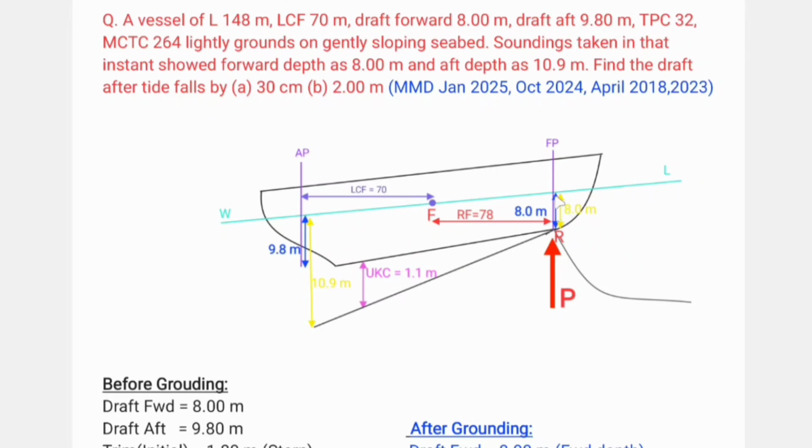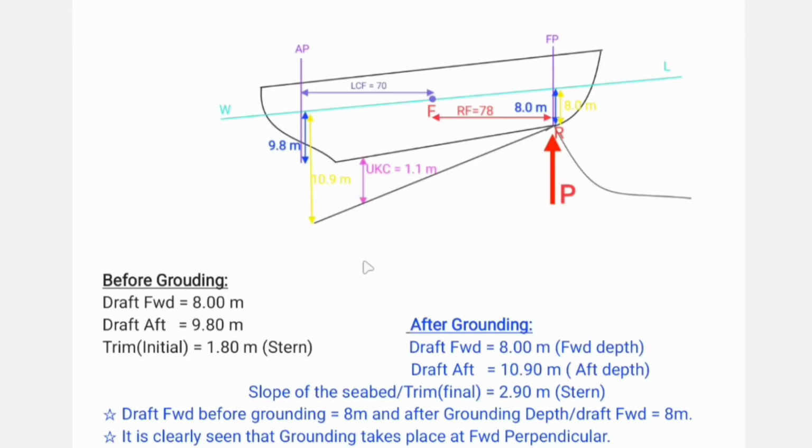So drop before grounding is forward 8 meter and up drop is 9.8 meter, and drop or depth after grounding is forward 8 meter and up is 10.9 meter. So before grounding, drop forward is 8 meter, drop up is 9.8 meter. Initial, or we can say original trim, is equal to 9.8 minus 8, that is 1.8 meter by stern.